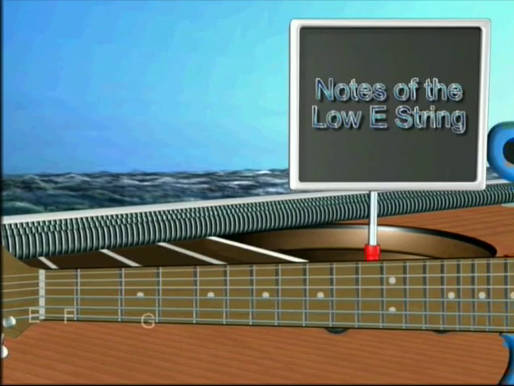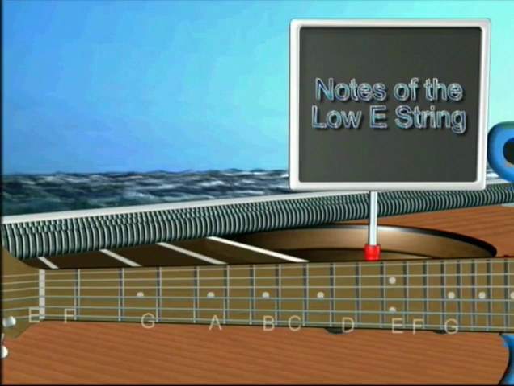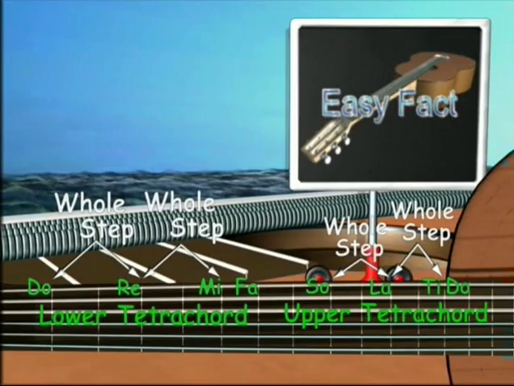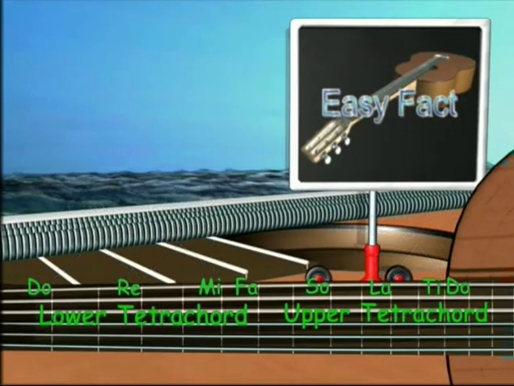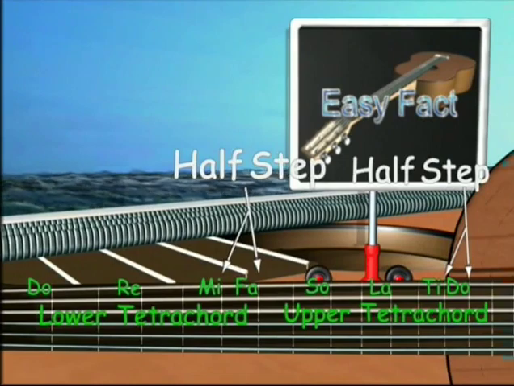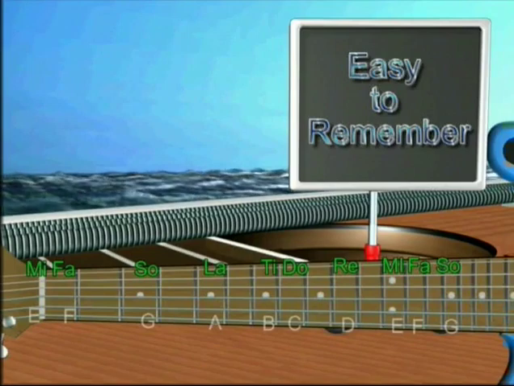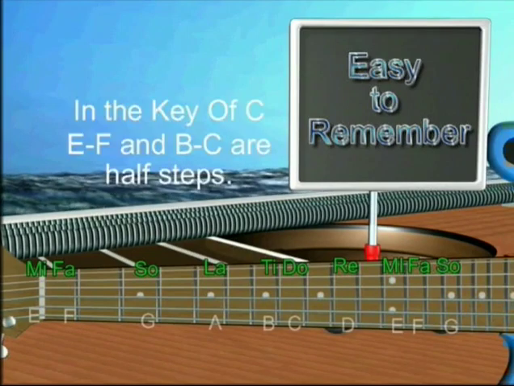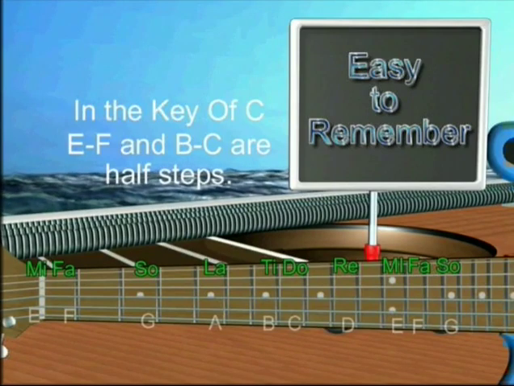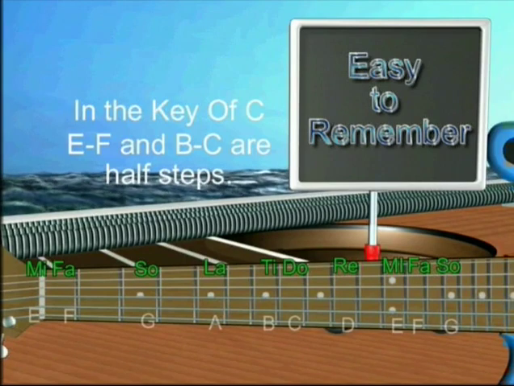We start by getting familiar with the notes of the bottom string in pitch, the sixth or low E string. Remember that the notes in a major scale are all a whole step apart except between Mi and Fa, and between Ti and Do, which are a half step apart. In the key of C, Mi to Fa is E to F, and Ti to Do is B to C. So, in the key of C, all of the notes are a whole step apart except E to F and B to C, which are half steps or one fret apart.